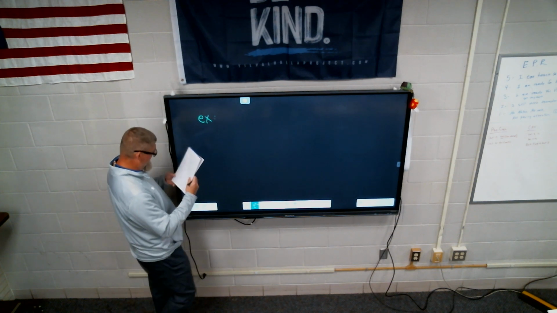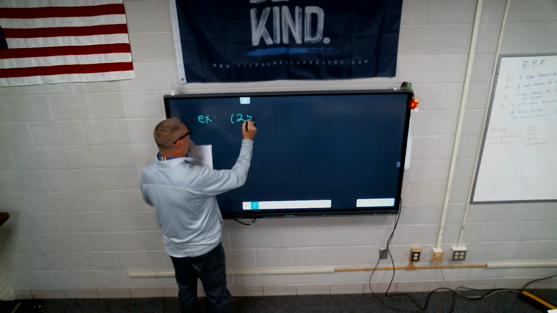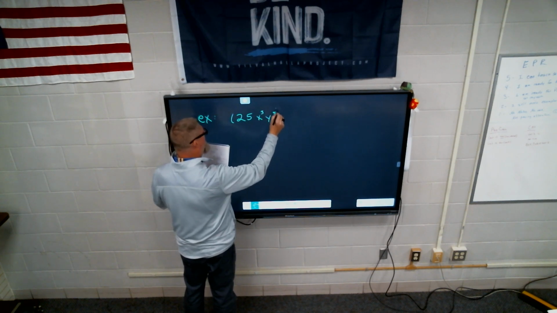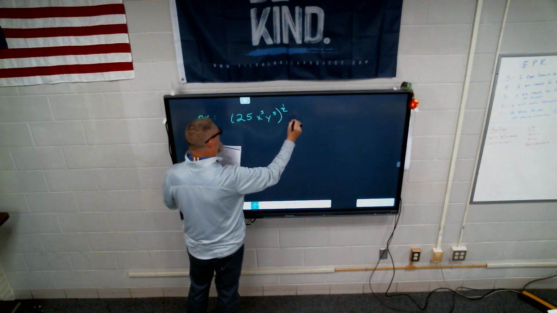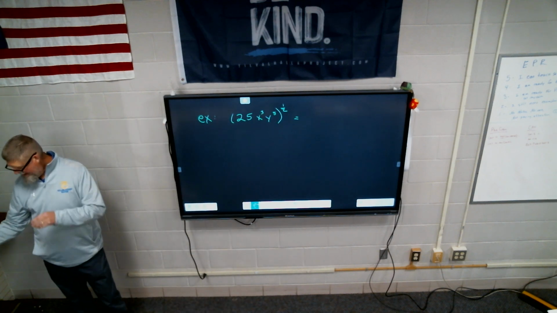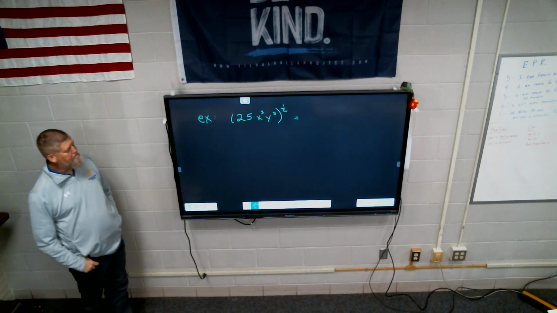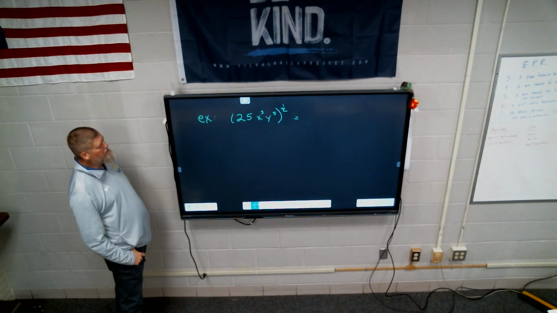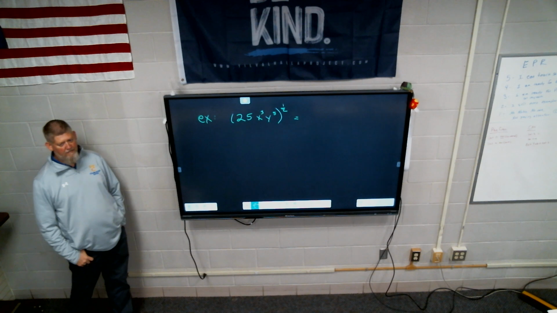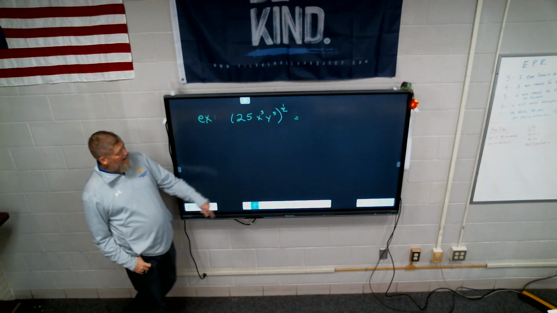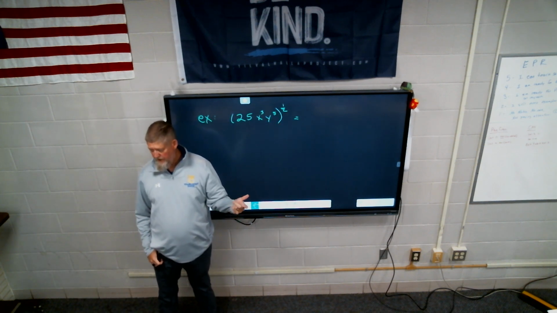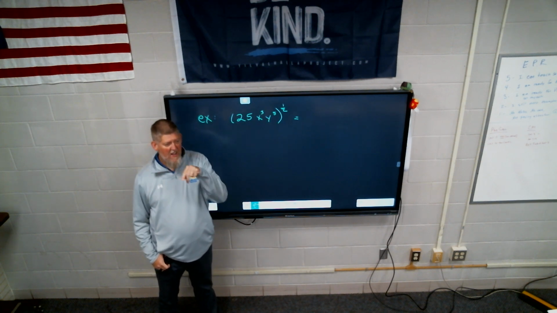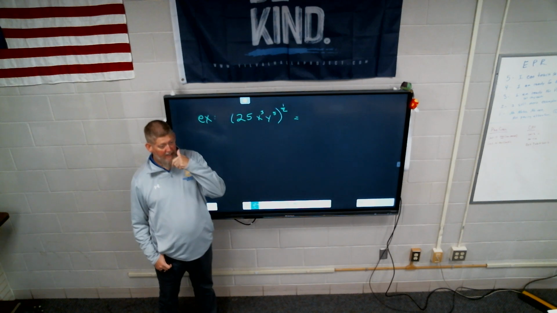Let's say I give you something like 25x to the 3rd, y to the 5th, everything taken to the 1/2 power. Simplify that. So 25x to the third, y to the fifth, all of that to the 1/2 power. If I have a power out here, I'm going to use the power rule, correct? And what am I going to do? Multiply all the exponents, correct?